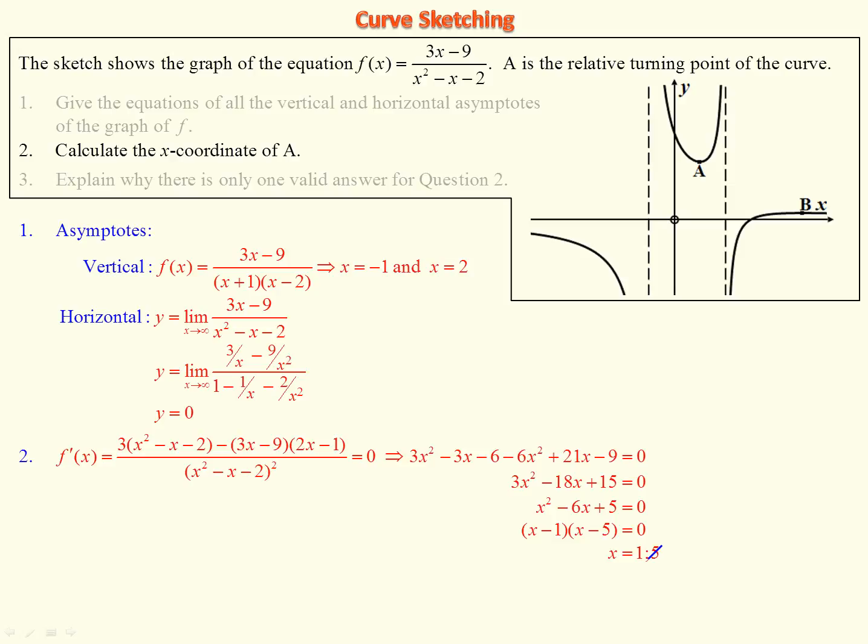The reason comes up in question 3, which says, explain why there is only one valid answer for question 2. Well, question 2 asks for the x-coordinate of A, and A has a particular position between the two vertical asymptotes, between negative 1 and 2, so therefore 5 is excluded.